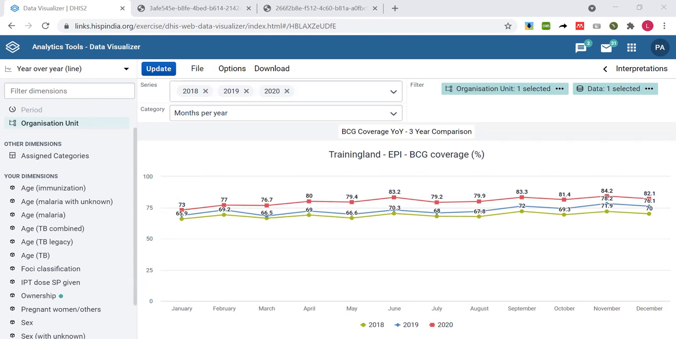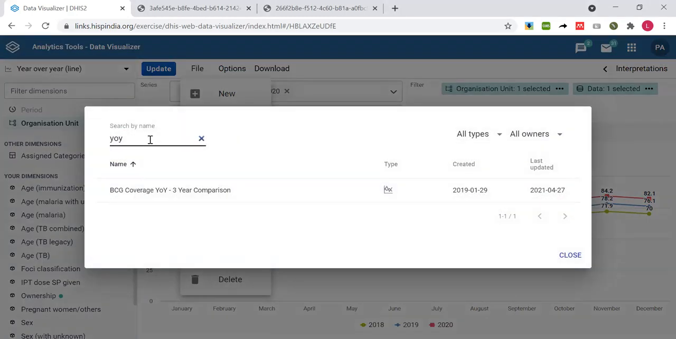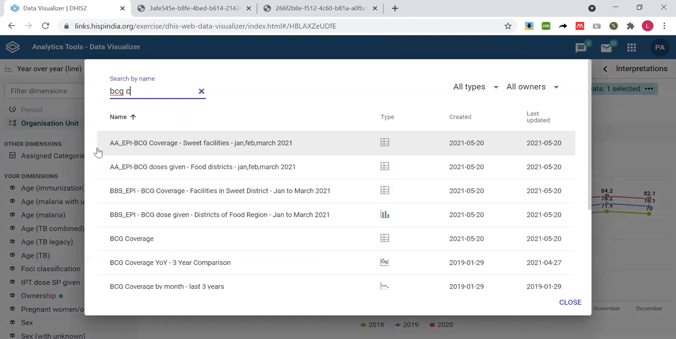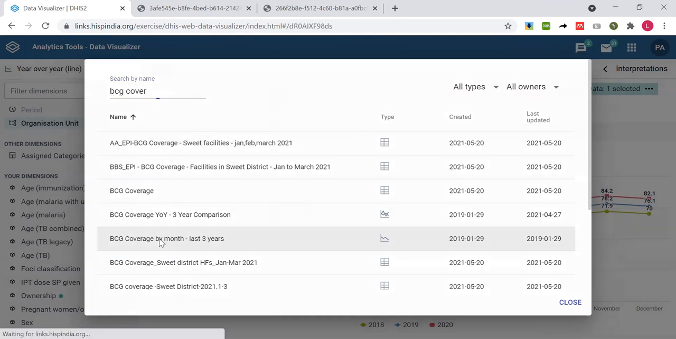So in fact, we can try and compare it with, let me open another one. BCG coverage by month last 3 years. Yeah, this one. Okay. So hope you remember the previous chart I showed you about year on year. And let's contrast that with this one.